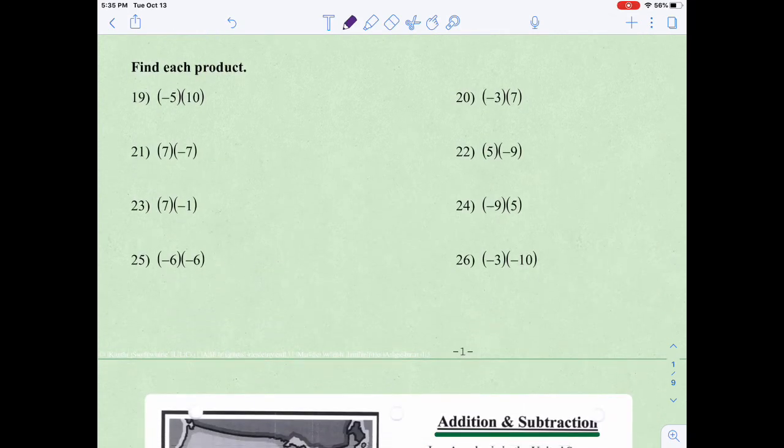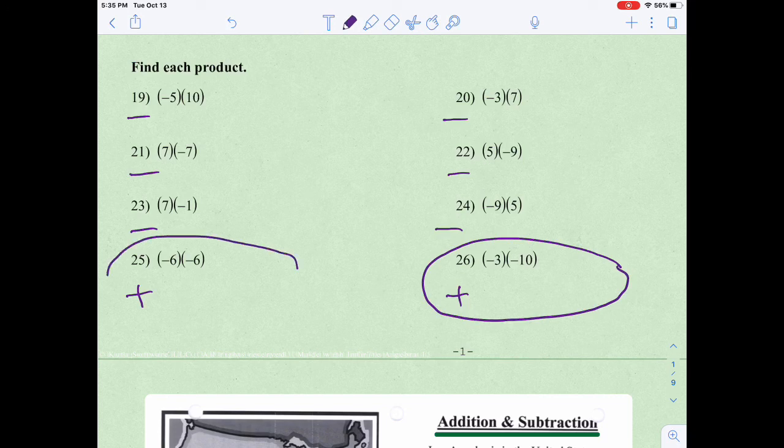Okay, remember, if I have same signs, it's going to make a positive. If I have different signs, it's going to make a negative. So I could go right through these and know that this answer is going to be negative, negative, negative, positive. The only two that have the same like signs are these two, and they're going to make a positive. Everything else on here has one negative and one positive, doesn't matter the order. And so when we multiply them, we're going to get a negative.